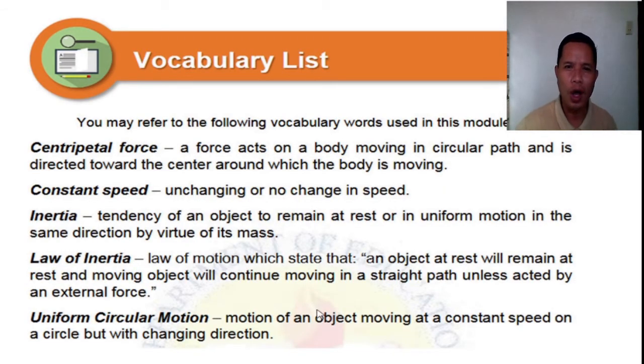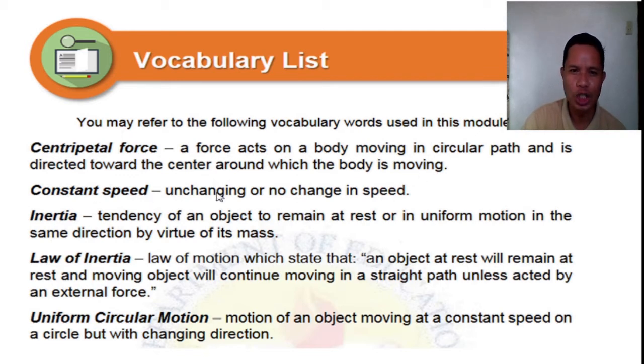We have the vocabulary list. You may refer to the following vocabulary words used in this module. We have centripetal force: a force that acts on a body moving in a circular path and is directed towards the center around which the body is moving.